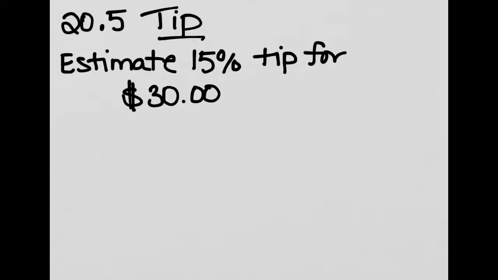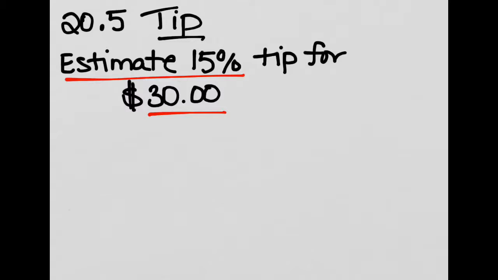Okay, today, lesson 20.5 is going to be about finding the tip. That is, if you go to a restaurant and you have a waiter or waitress, how much are you going to be paying them on top of the bill? So let's say your bill comes to $30. What we want to find out is we want to estimate 15%.